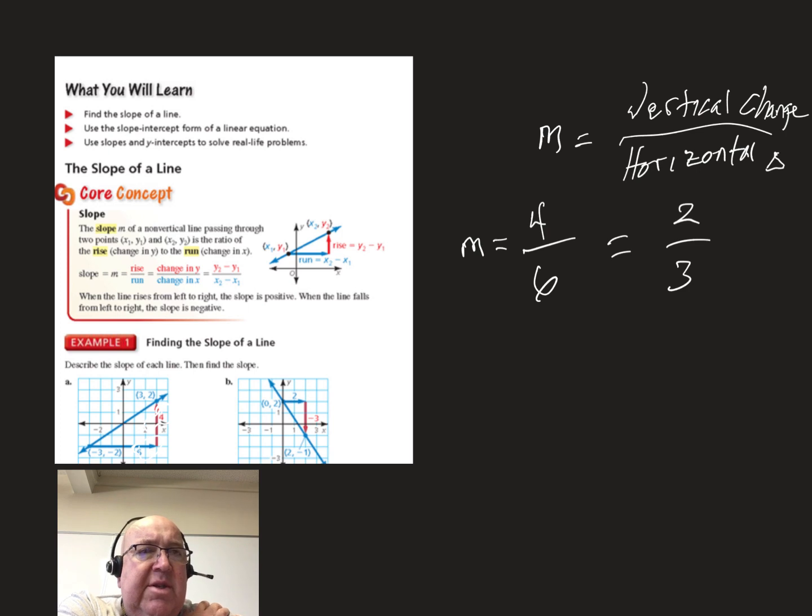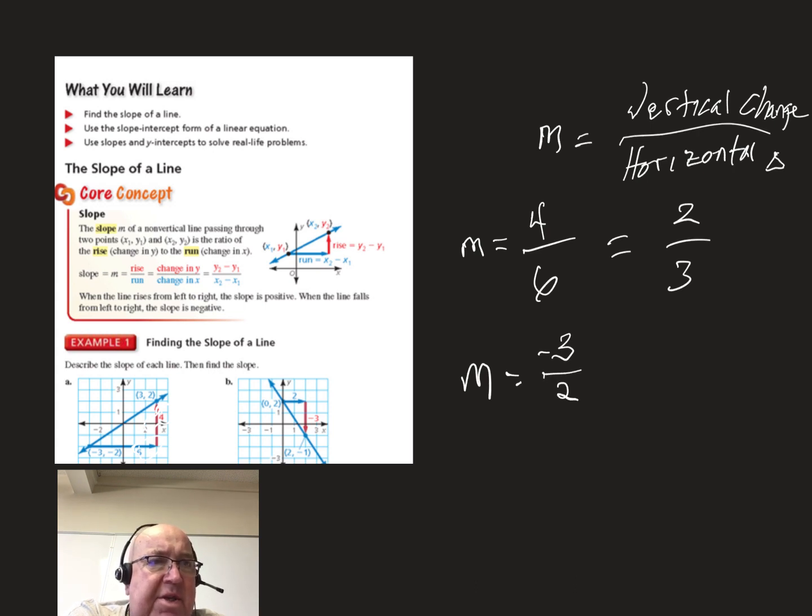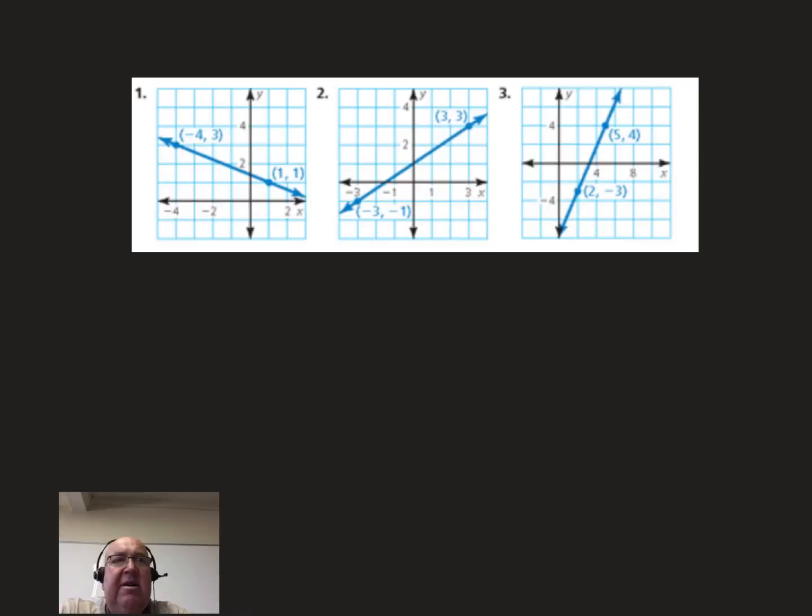Right now it's important to note that for lines that have positive slope, the slopes are positive. From left to right, that line will go up. Alright, looking at example B, we can see indicated by the red line that our vertical change is a negative 3, our horizontal change is a 2. So our slope then is negative 3 over 2. Negative slopes, as you go from left to right on the graph, are going to go down.